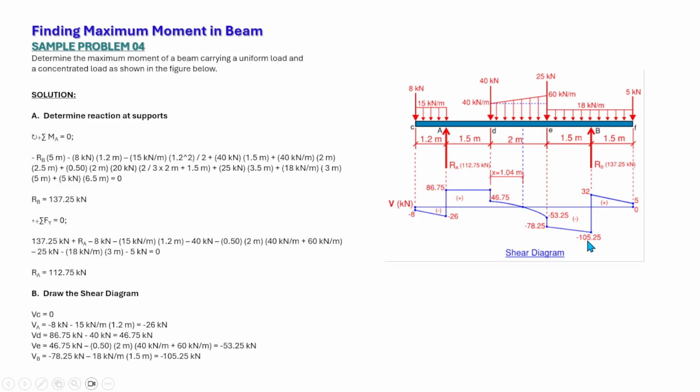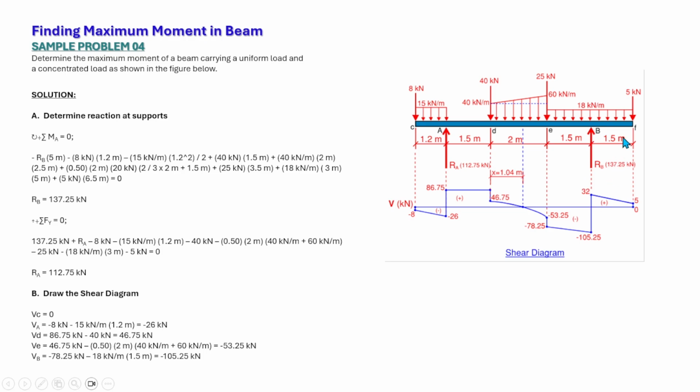So from negative 105.25, we have the reaction of 137.5. Then that gives us a total of 32. It becomes positive. At this point, this is the shear at point B.